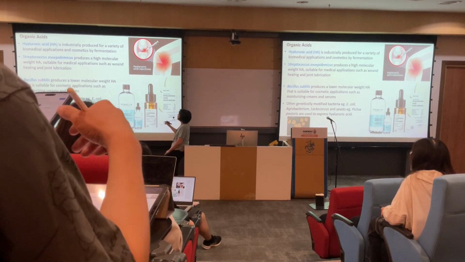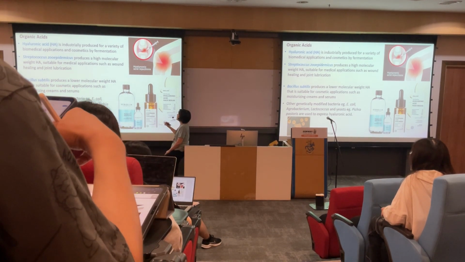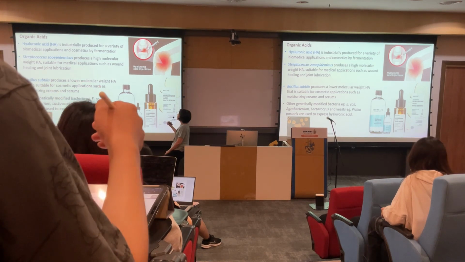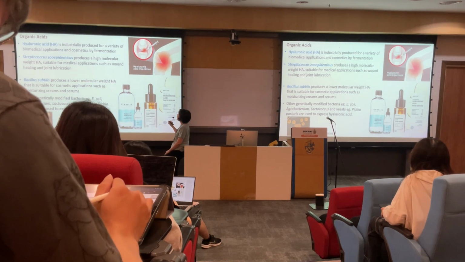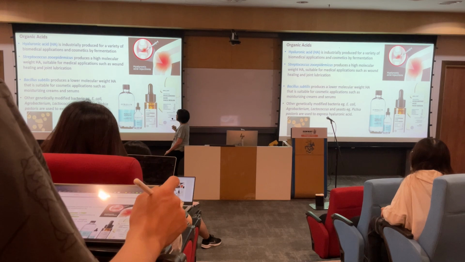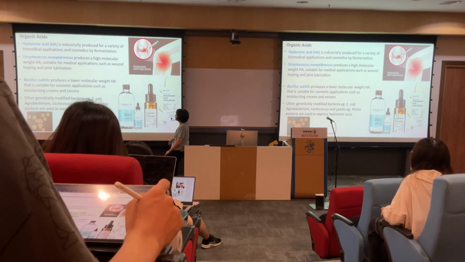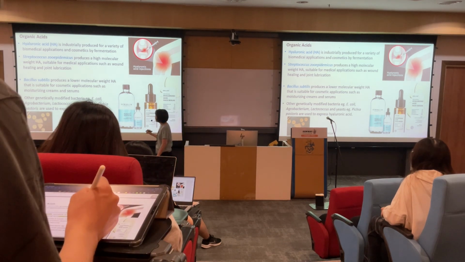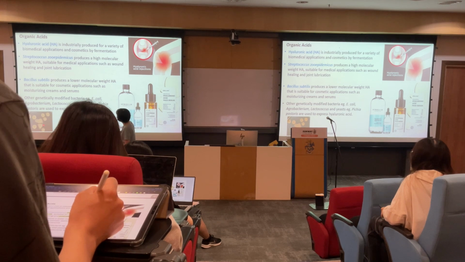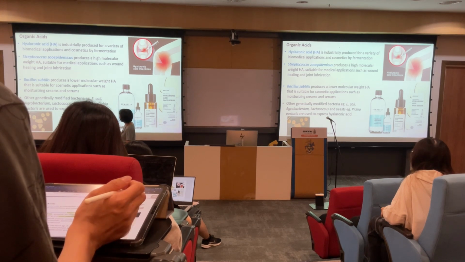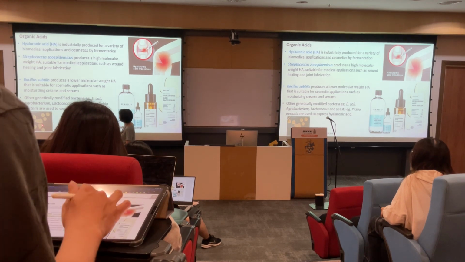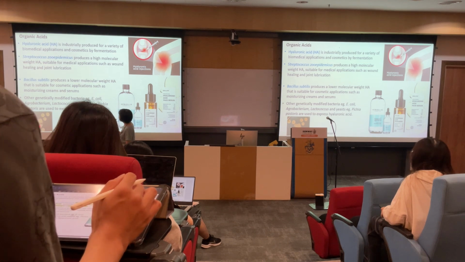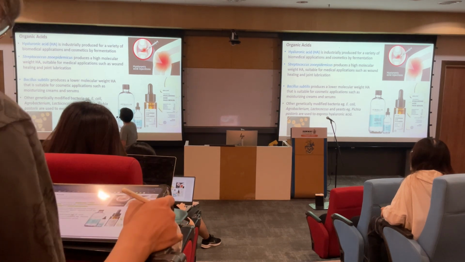If you have this Bacillus subtilis, they produce a lower molecular weight of the HA. So it is normally used for the cosmetic product. And even you see this one, right? This is the Streptococcus. It looks like the colony on the agar plate. It looks very watery because it can absorb the water. So it looks a little bit watery.